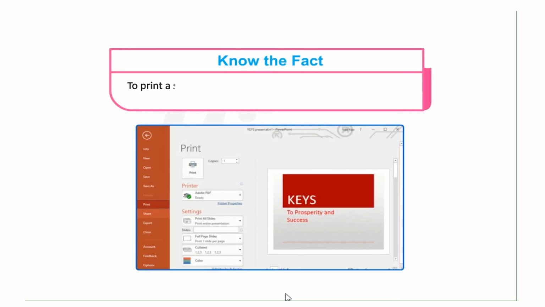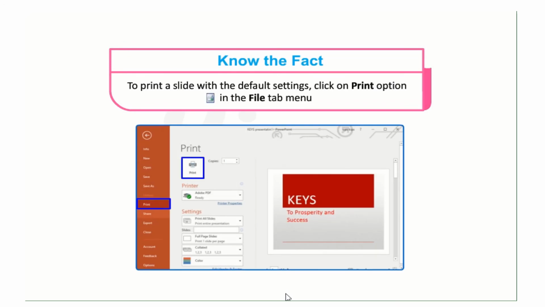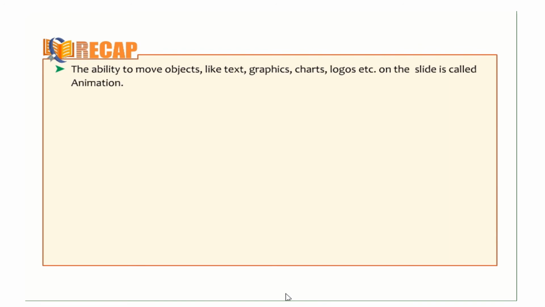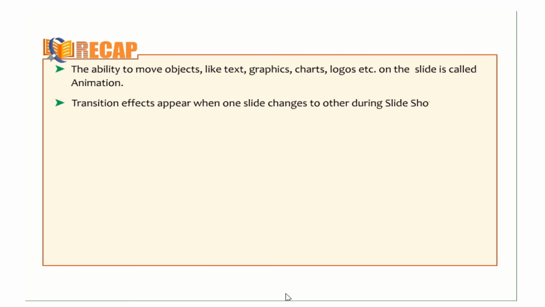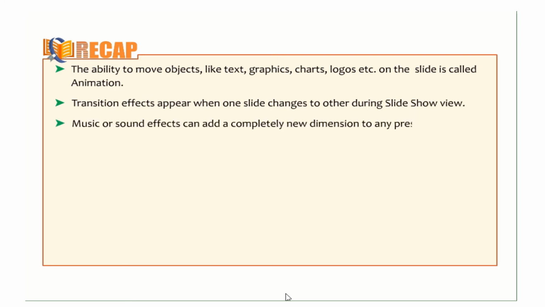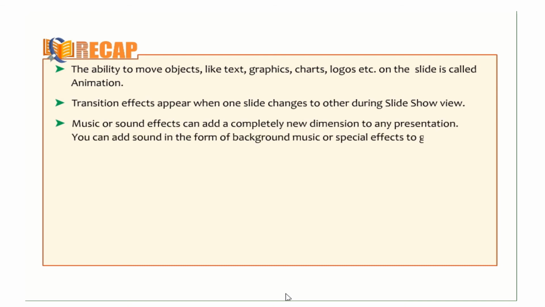Students, note the fact to print a slide with the default settings, click on the Print option in the File tab menu. Okay, students, let us take a recap of this chapter. The ability to move objects like text, graphics, charts, logos, etc. on the slide is called animation. Transition effects appear when one slide changes to other during slideshow view. Music or sound effects can add a completely new dimension to any presentation. You can add sound in the form of background music or special effects to give importance to specific content.